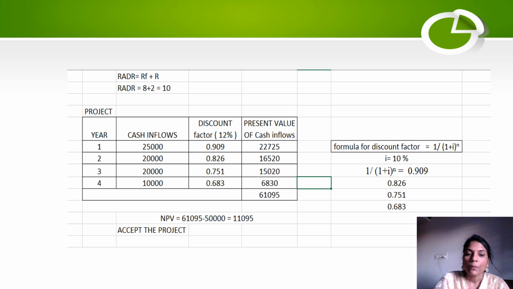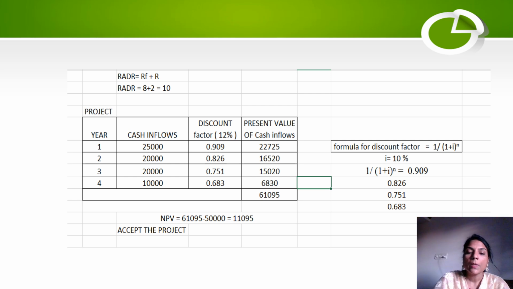Now we need to calculate the net present value, meaning whatever outflow or investment we have made. So in this project we have invested 50,000. So NPV is 61,095 minus 50,000. So the NPV we got after calculating the risk factor also is 11,095. So 11,000 we will be getting after investing in this project, after calculating both the risk-free rate of return as well as the risky return.